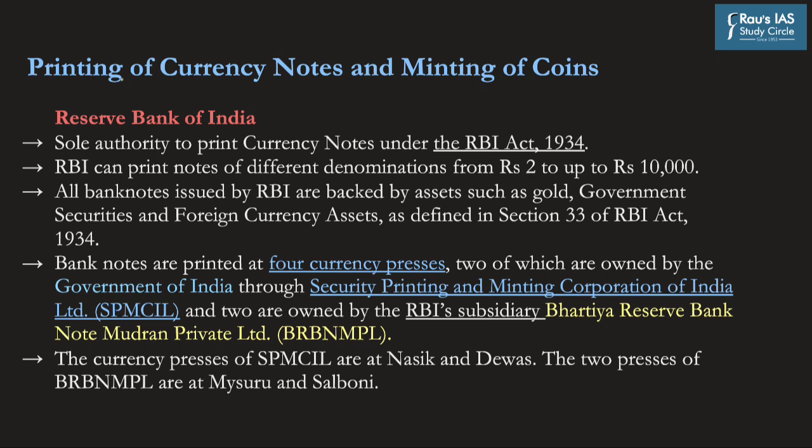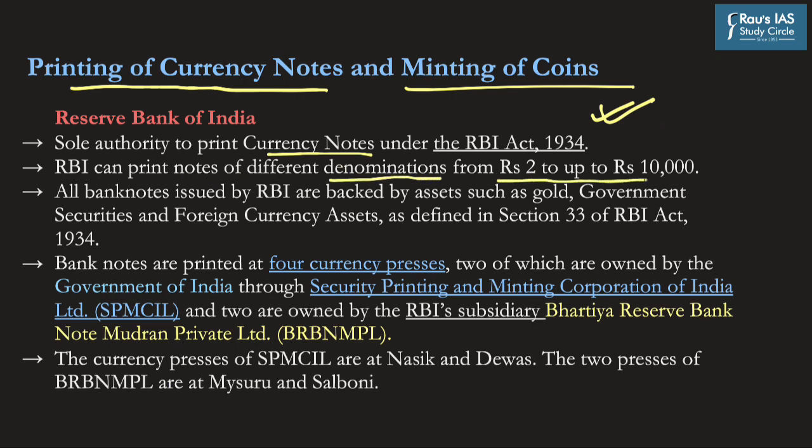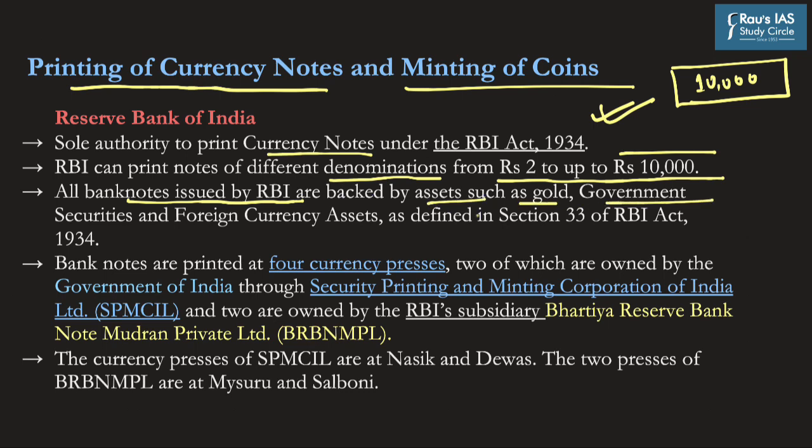So in this regard, let's also go through printing of currency notes and minting of coins. Now, Reserve Bank of India is the sole authority to print currency notes under the Reserve Bank of India Act 1934. And RBI can print notes of different denominations from rupees 2 up to rupees 10,000. So tomorrow RBI can print a note worth rupees 10,000. It further says that all banknotes issued by RBI are backed by assets such as gold, government securities and foreign currency assets. And this aspect has also been defined under the RBI Act under Section 33.